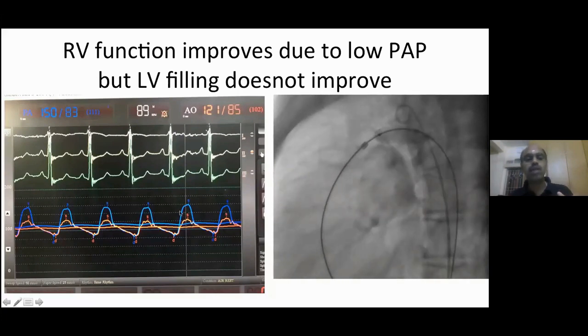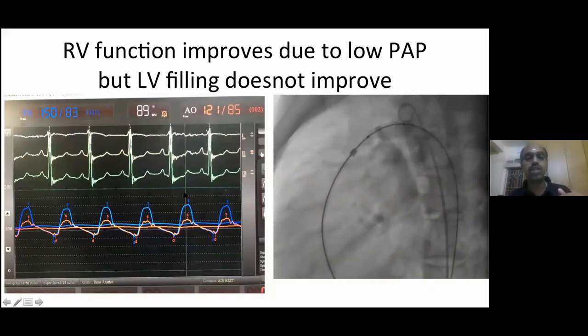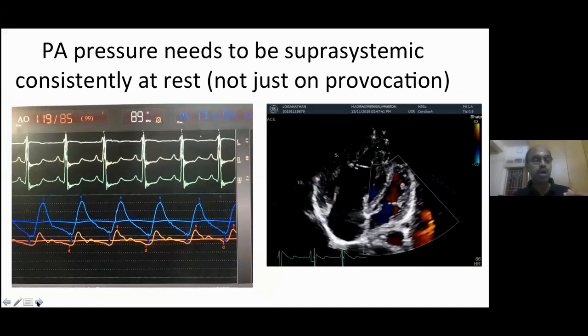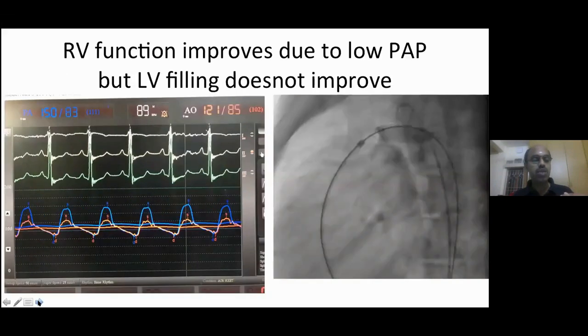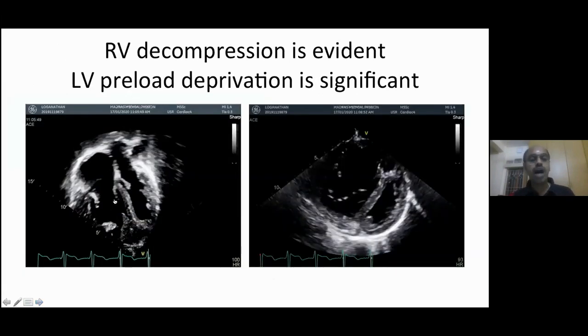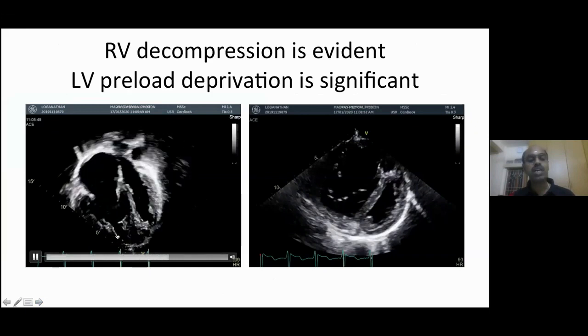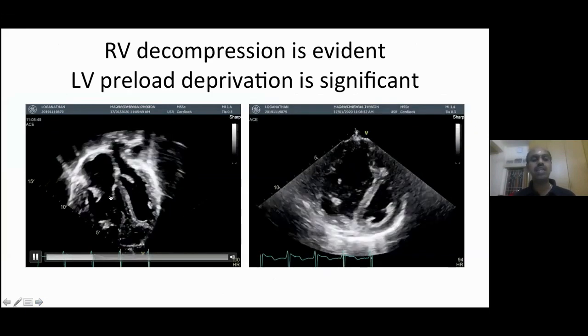Post-Potts shunt, pulmonary artery systolic pressure will continue to be higher than the aortic systolic pressure, but the magnitude of reduction from the preoperative level, where PA pressure is much higher, to this new level, where PA pressure is much lower, will result in an improvement in the RV systolic pressure. So the RV systolic contractility will improve.